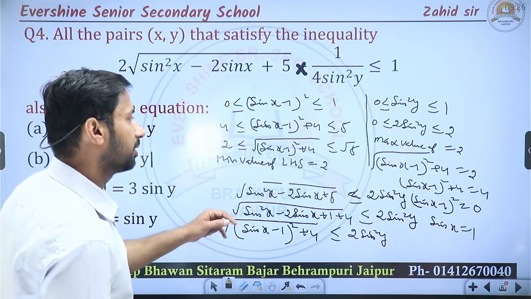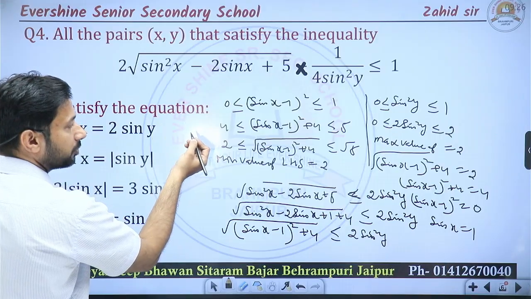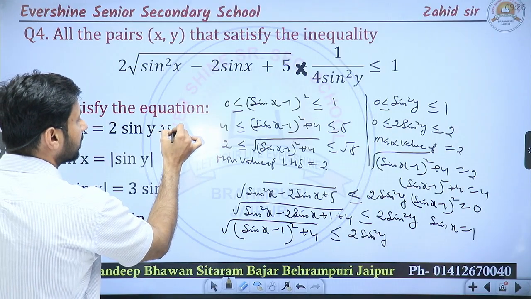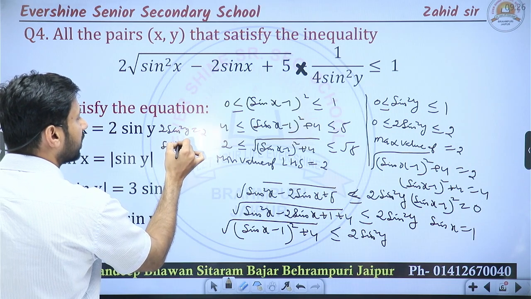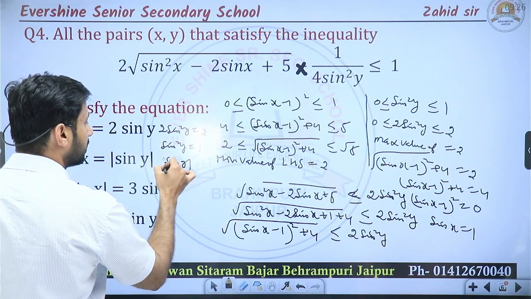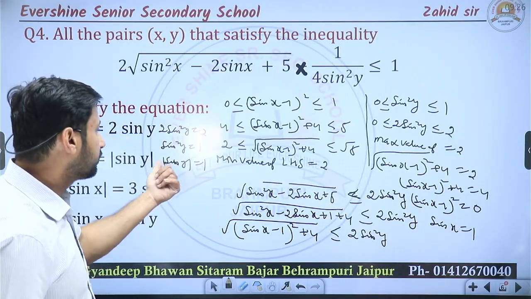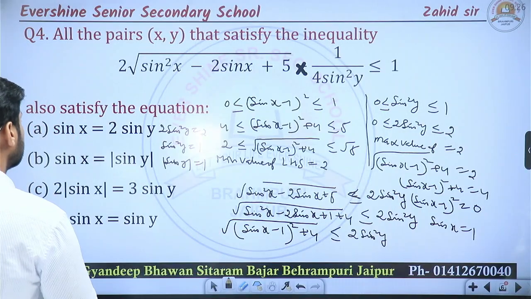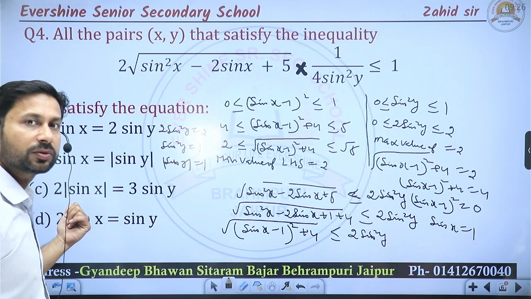Now the second RHS, if I put RHS equal to 0, it will be 2 sin square y equal to 2. So sin square y equals 1, so mod of sin y equals 1. So sin x equals 1 and mod of sin y equals 1. That means this condition will be satisfied. The second condition will be satisfied here. Okay.